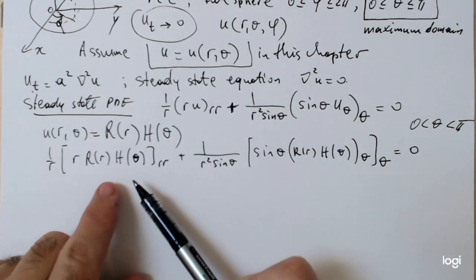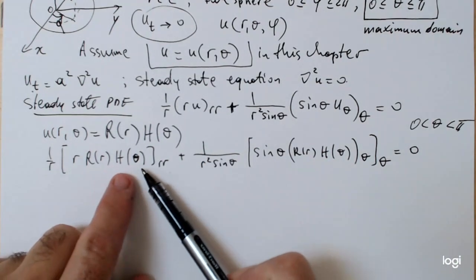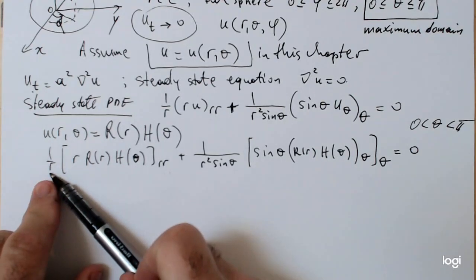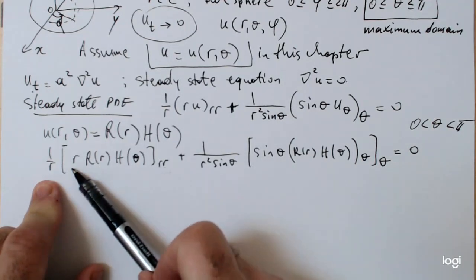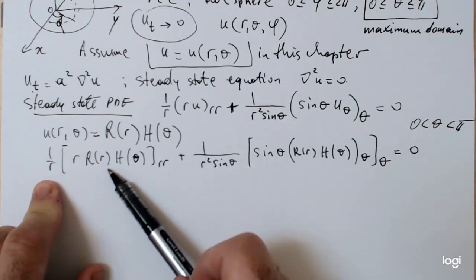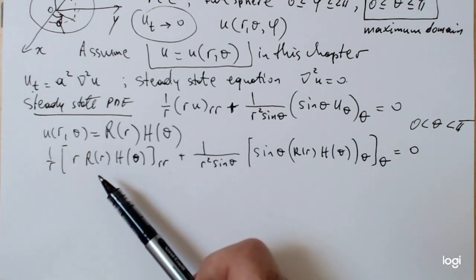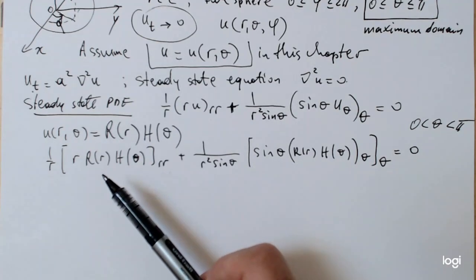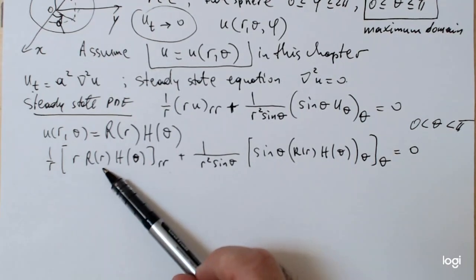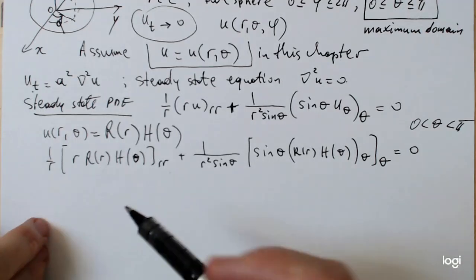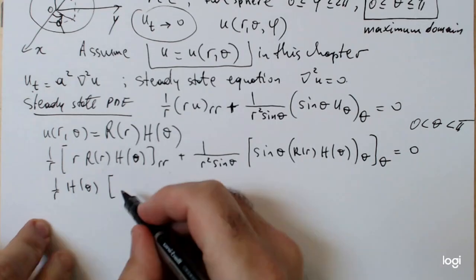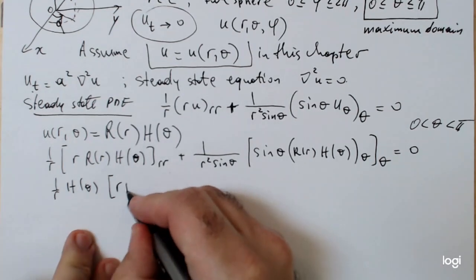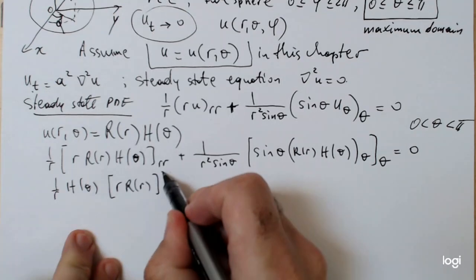So notice in the first part here, h of theta doesn't depend on r, so it can be moved outside of the derivative. But then what's left is going to be a second derivative with respect to r of a function that depends on r only. So at that moment, I can use the prime notation because there's no confusion, right? I mean, it's going to be just derivative with respect to r. So move the h of theta out. And on the inside, I'm going to have little r, big R of little r, double prime.